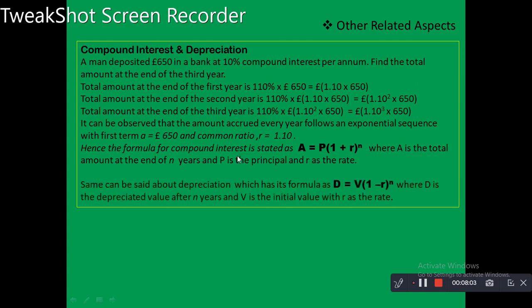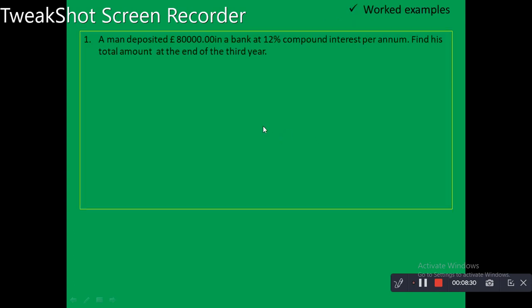Now the same idea is used for depreciation, which has the formula D = V(1 - r)^n, where D is the depreciated value after n years and V is the initial value and r as usual is the rate. Let's see how you can reapply this to solve a question.